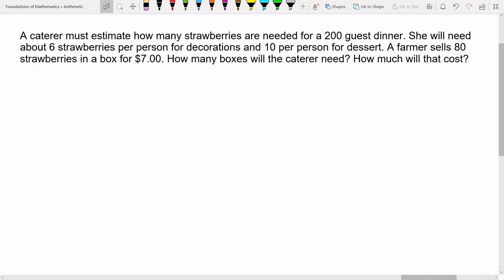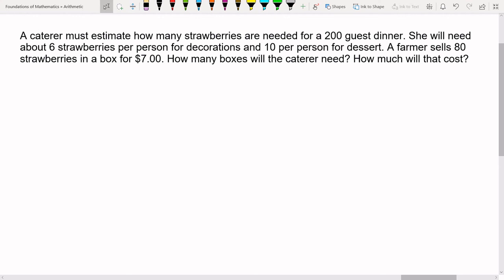All right, this is the last problem that we're going to be looking at. It's a caterer buying some strawberries for a 200 guest dinner. She needs 6 strawberries per person for decorations and 10 per person for dessert. And there's a farmer that sells 80 strawberries in a box for $7. How many boxes and how much for the cost?